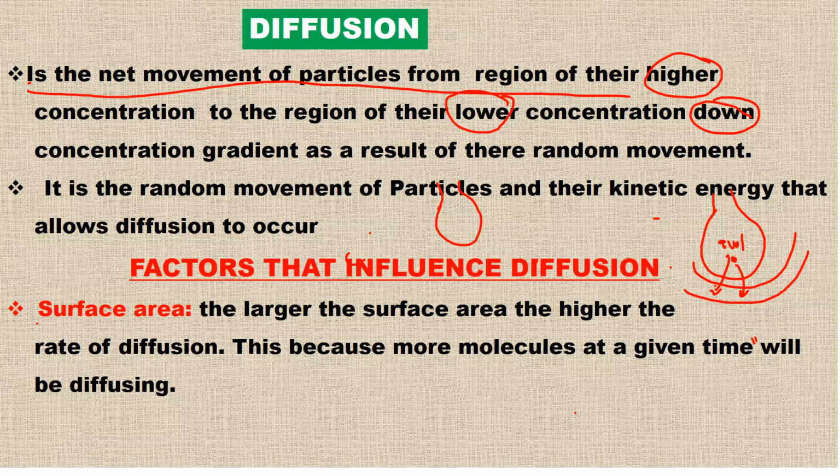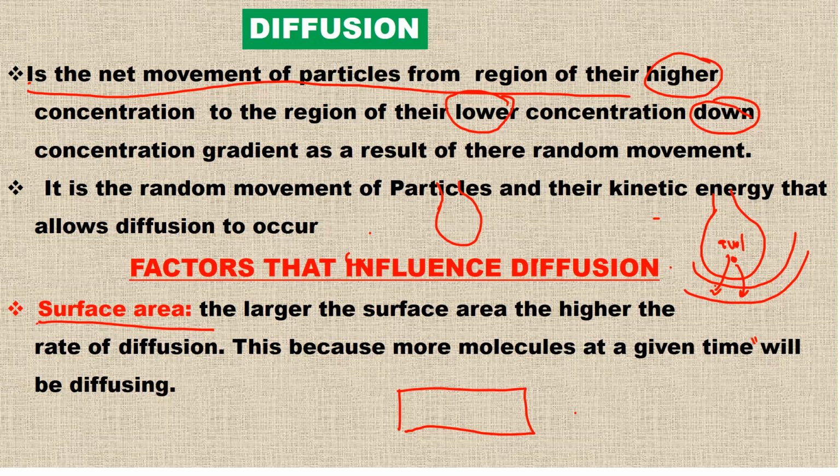Now, diffusion is influenced by certain factors. What are the factors that influence diffusion? One of them is the surface area. When you are talking of surface area, we are just looking at how spread the particles are. The more spread the particles are, the higher the rate of diffusion. So we are saying the larger the surface area, the higher the rate of diffusion.